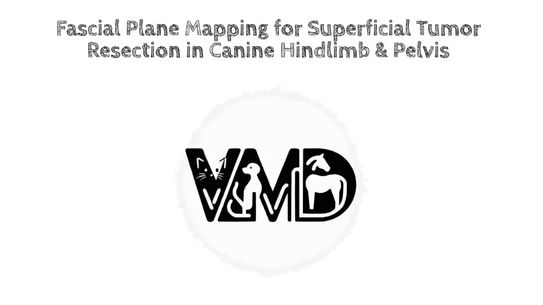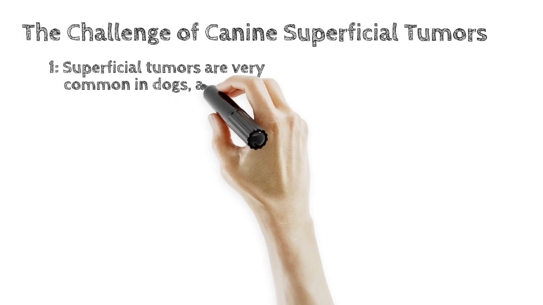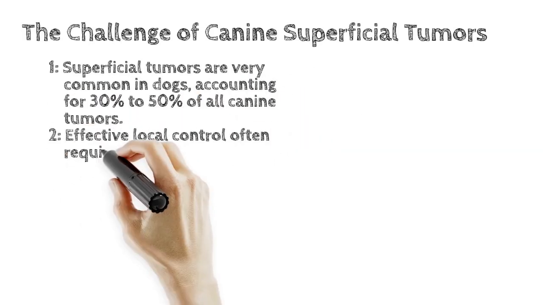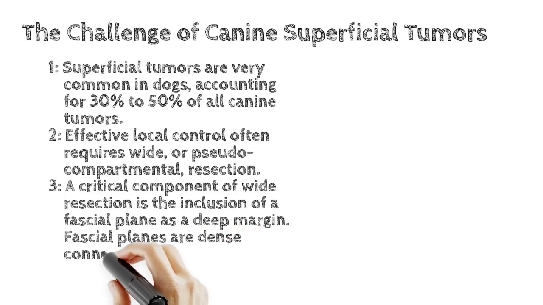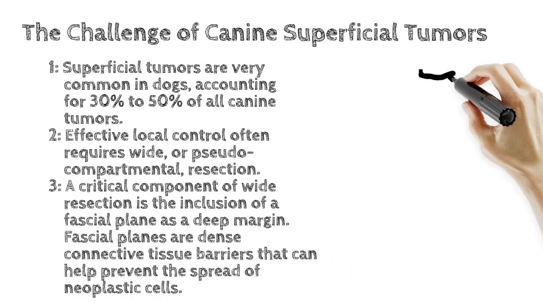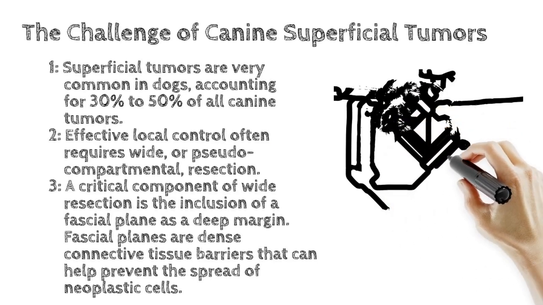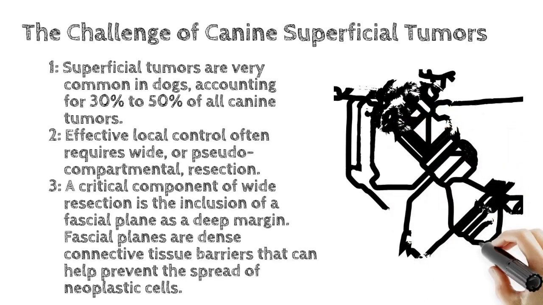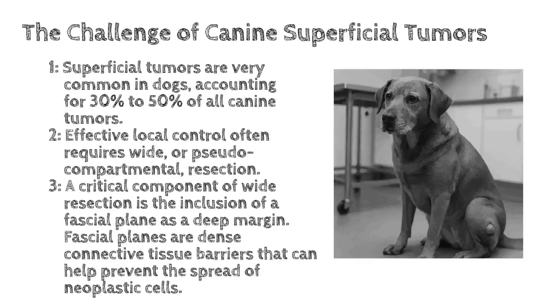Superficial tumors are a common concern for our canine companions, accounting for a significant 30% to 50% of all tumors in dogs. When these cancers need to be removed, a crucial surgical technique often involves what's called a wide resection, which ideally includes a fascial plane as a deep margin. Think of a fascial plane as a natural barrier of dense connective tissue that can help prevent the spread of neoplastic cells during surgery.